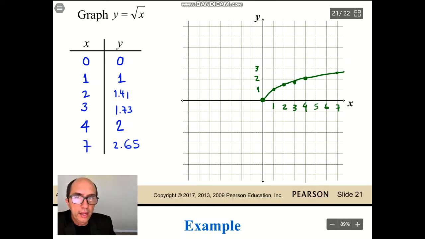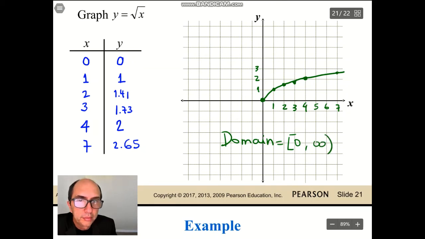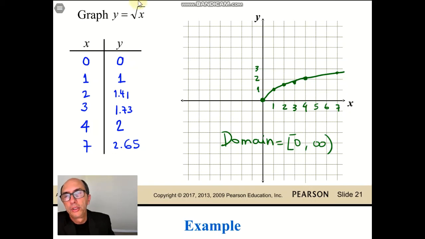Notice that the domain is going to be the non-negative numbers, and we can represent it here in interval notation. Actually, this is going to be brackets, because 0 is included, from 0 all the way to positive infinity. This is the domain for the square root function, because the negative numbers are not included.